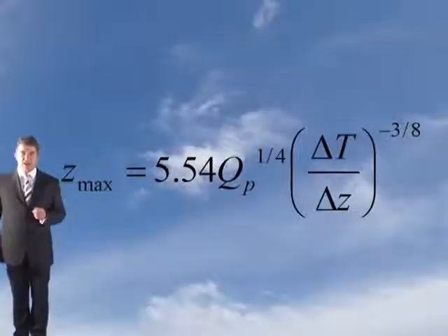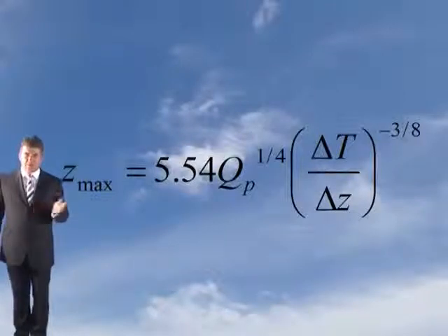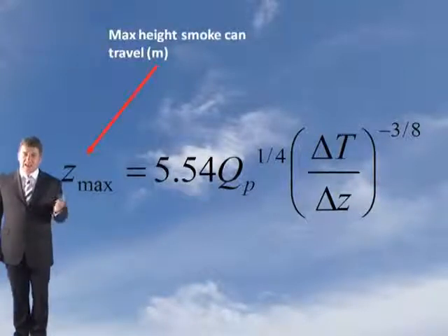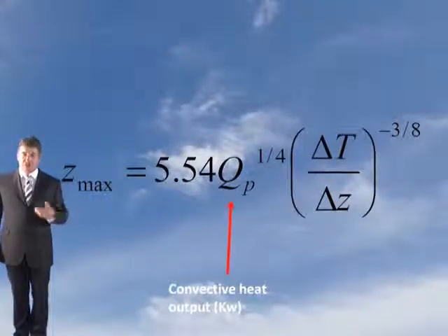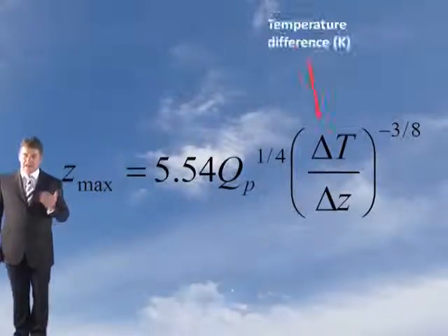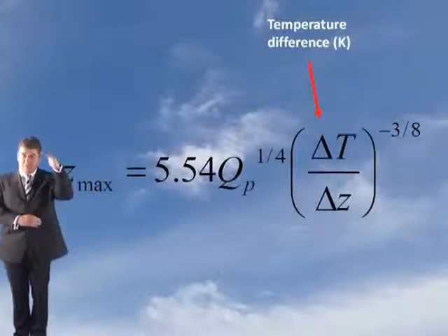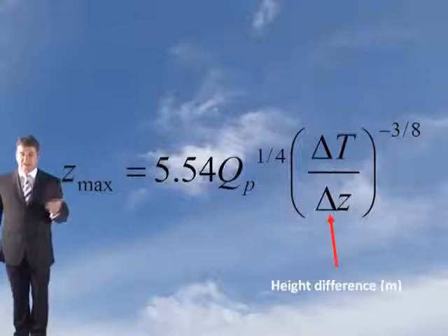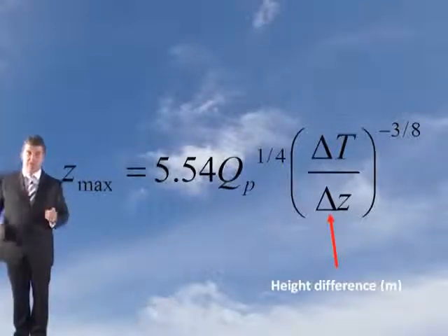This is the formula to apply. Z max equals 5.54 times QP to the quarter times delta T divided by delta Z to the power of minus 3/8, where Z max is your maximum height the smoke can travel, QP is your convective heat output, delta T is the temperature difference between the top and the bottom of where you're assessing, and delta Z is the height difference between the top and the bottom.